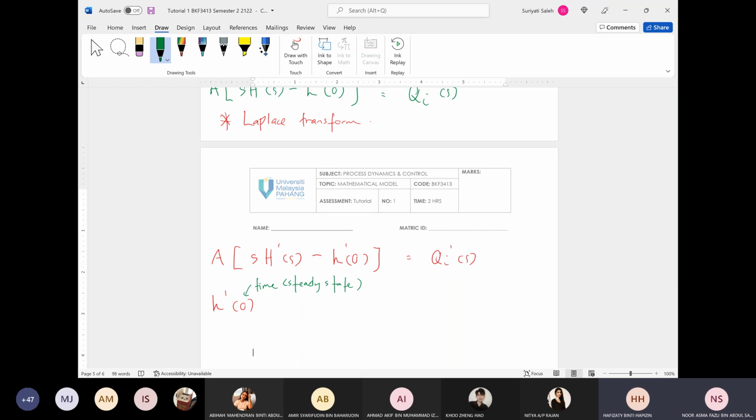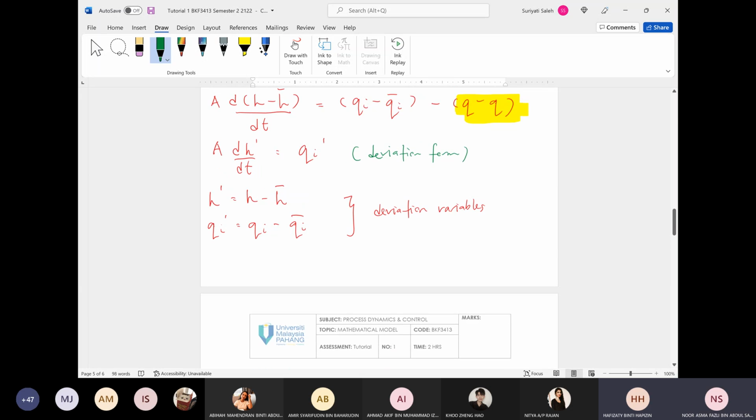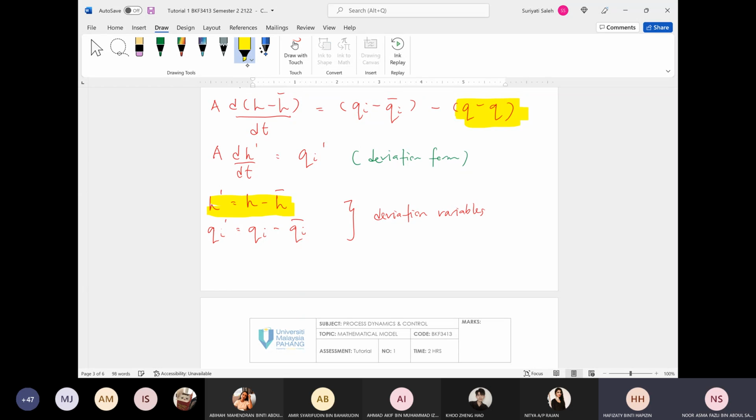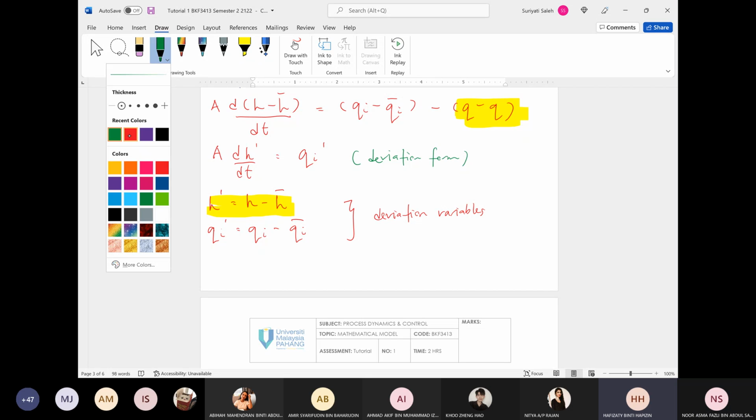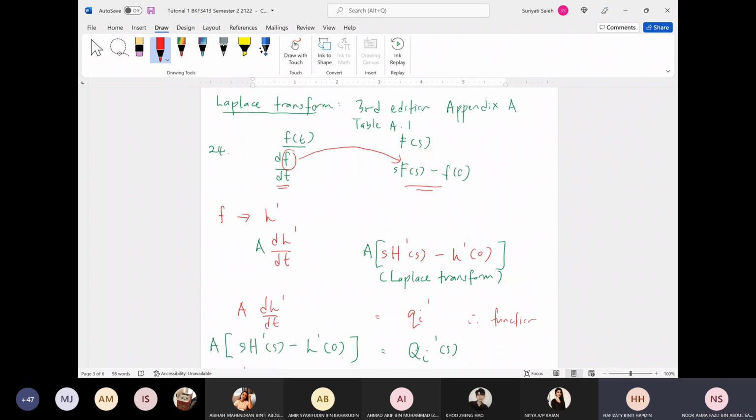How about the H prime? If we take a look at the deviation variable, this is our H prime. H prime equals H minus H bar. What has been developed in the deviation form: H prime represents H minus H bar.